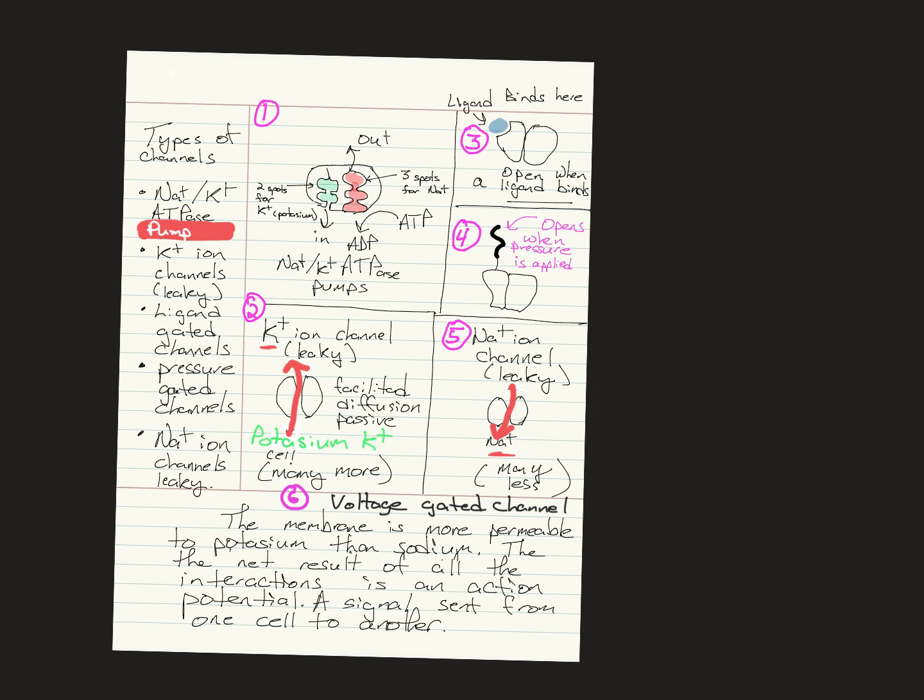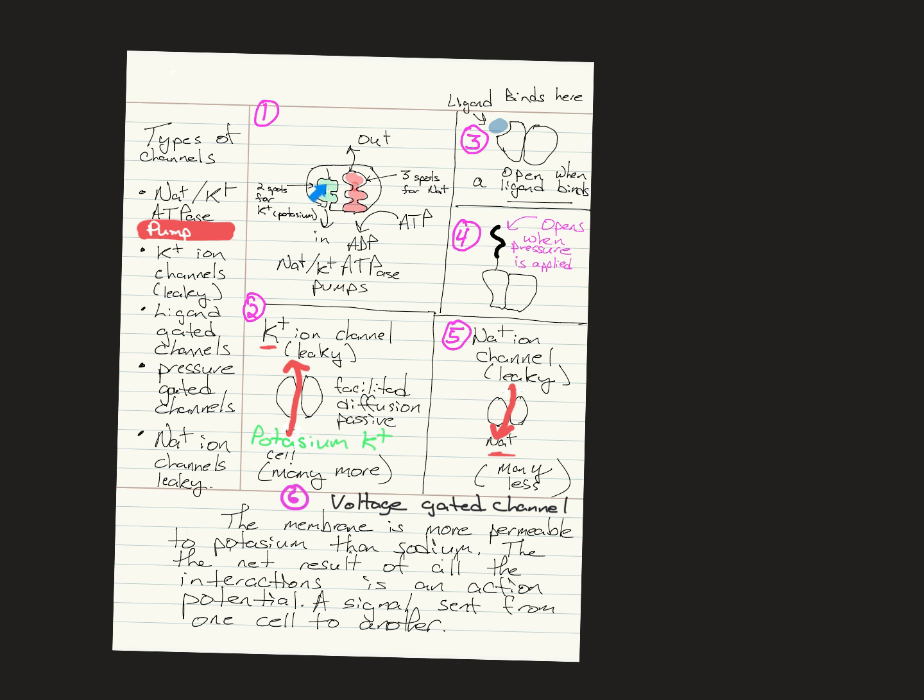So there's 6 proteins. One of them is this sodium potassium ATPase pump. That's the one we're going to be talking about first. Another one is a potassium ion channel. It's called a leaky channel. Another one's a sodium leaky channel. Then there's a ligand, and then there's a pressure applied, and then the voltage gated channel. So let's talk about each one appropriately before we move on. We're going to use all 6 of these to explain how a nerve works. How does your neuron work?